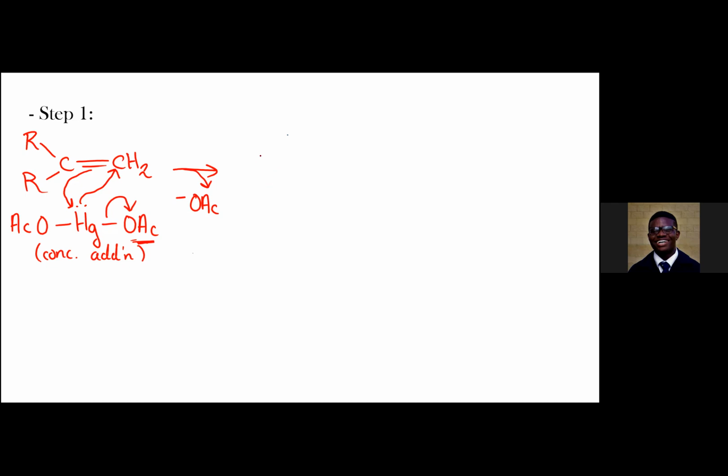And so your product is going to look like this, R, C, C, R, and then you're going to form this kind of triangular intermediate, similar to what we've seen with the bromination reactions. You'll get this, the CH2, and then you'll get OH.